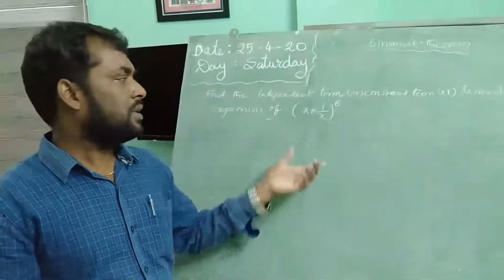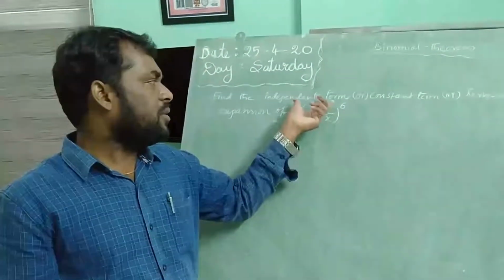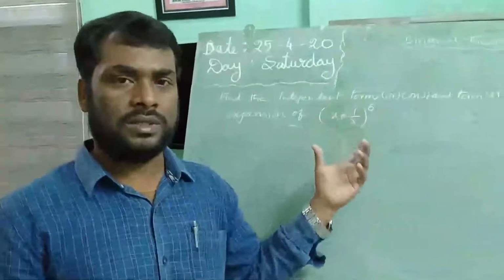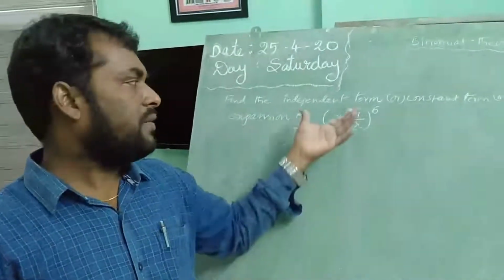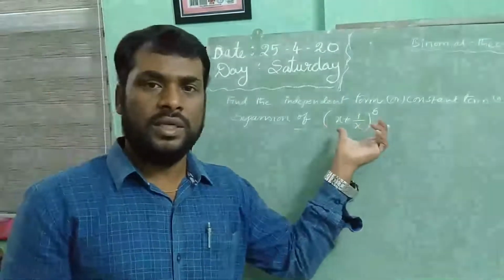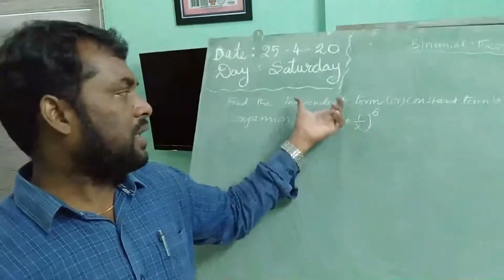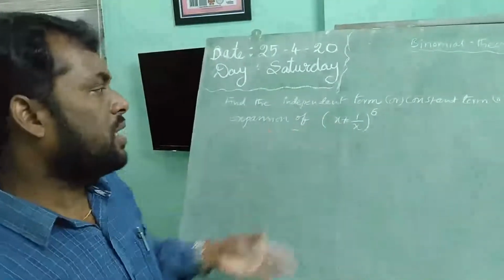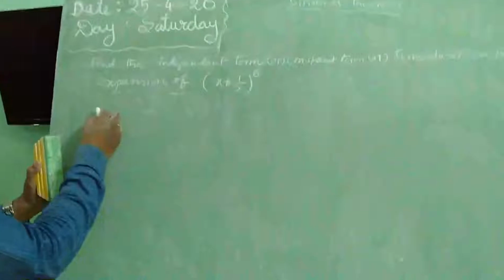First one is we can find the independent term by taking the expansion of (x + 1/x) whole to the power of 6. The second method is we can find the independent term by using the general term. And we can also find the independent term by using a shortcut. So today we will learn 3 models. First I am explaining.